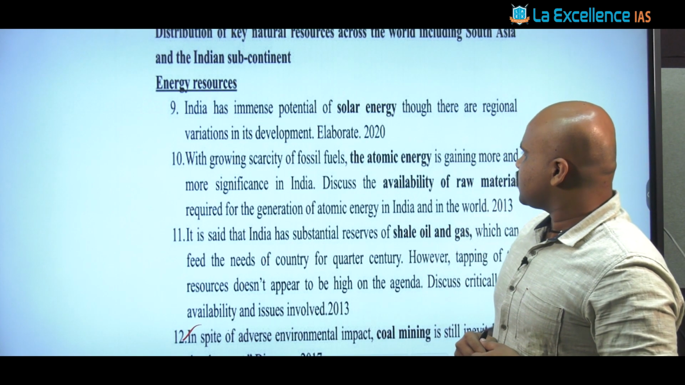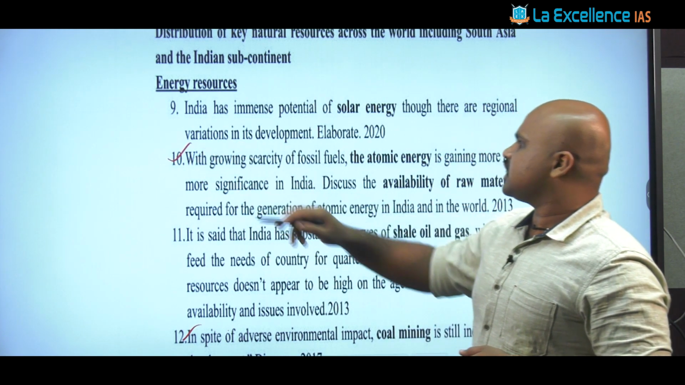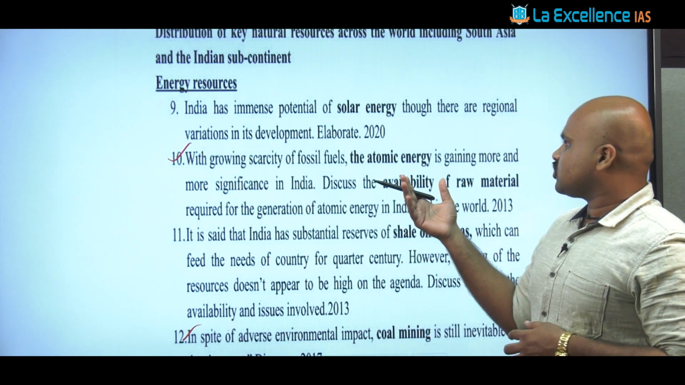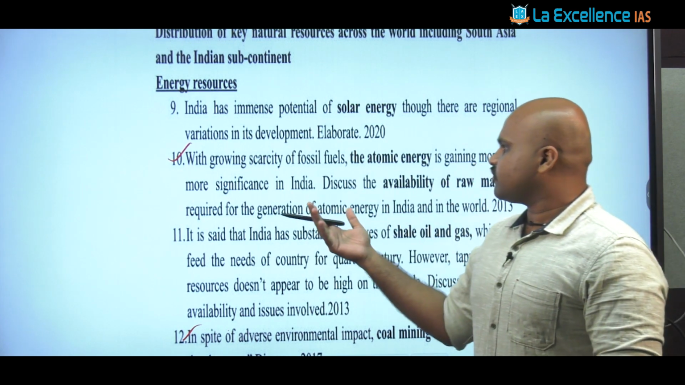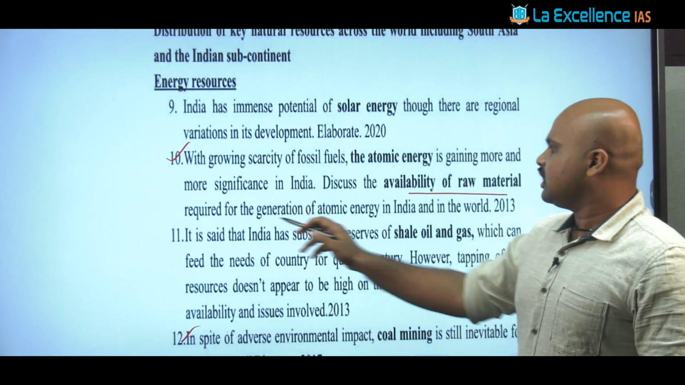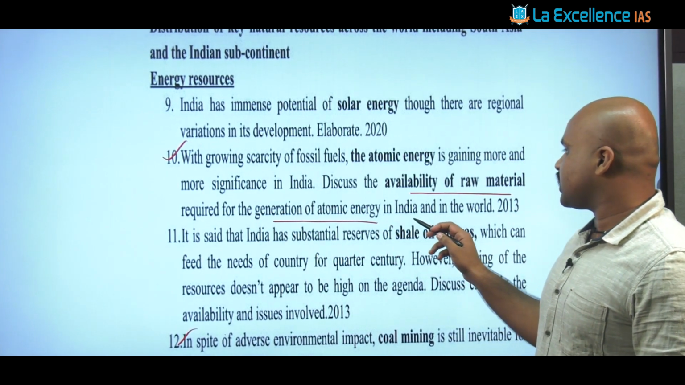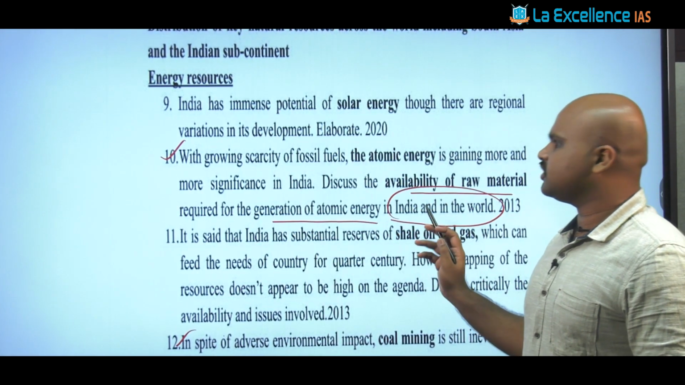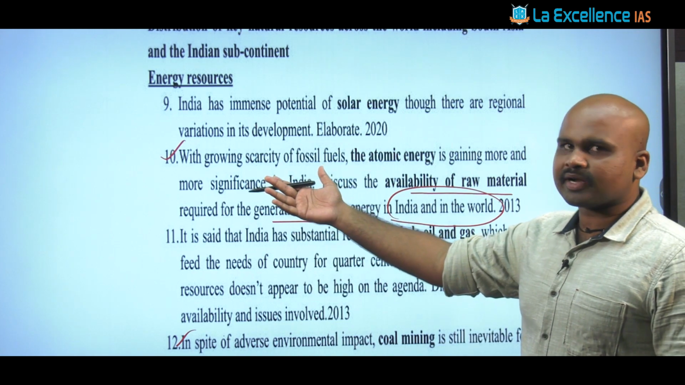Right? Now let's see one practice question for the day. With the growing scarcity of fossil fuels, atomic energy is gaining more and more significance in India. Discuss the availability of raw material required for the generation of atomic energy in India and in the world. This can be taken as a practice question.